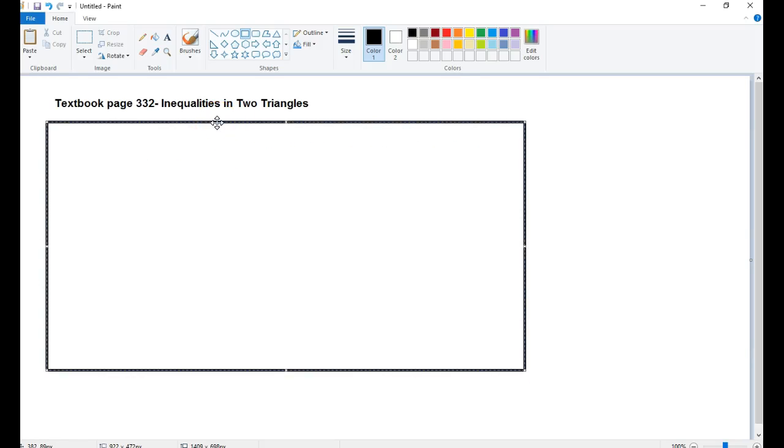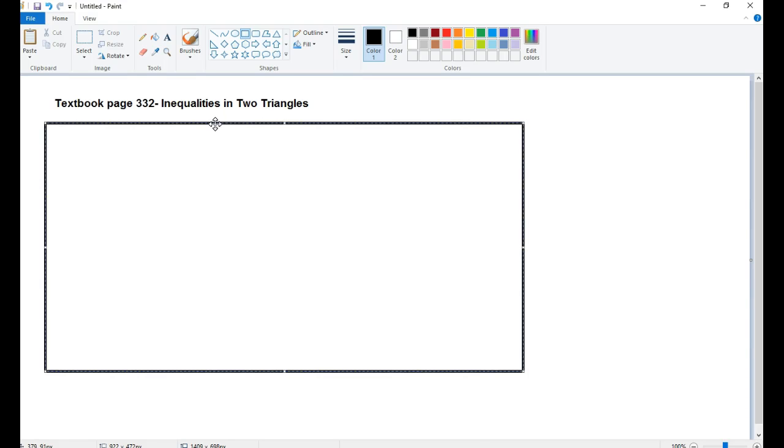Hey guys, we're going to start our last section for this semester. It's about inequalities in two triangles, so kind of like what we were doing in the last chapter with two different triangles together and proving them congruent. We're doing the same kind of thing, except now with inequalities.